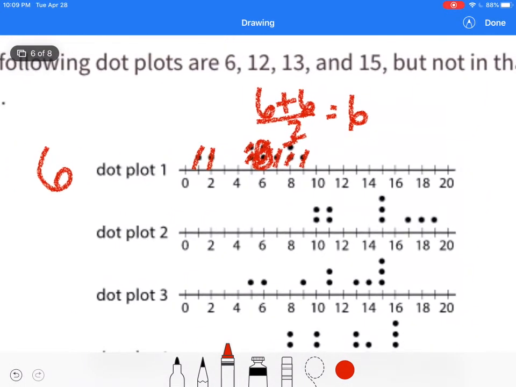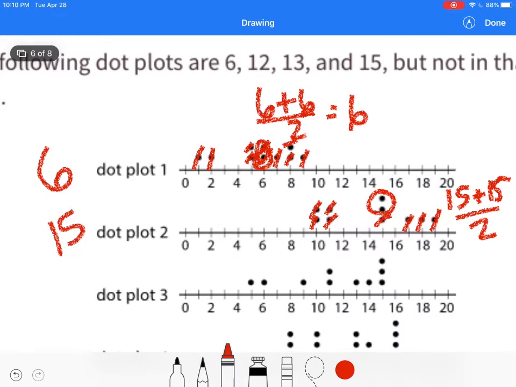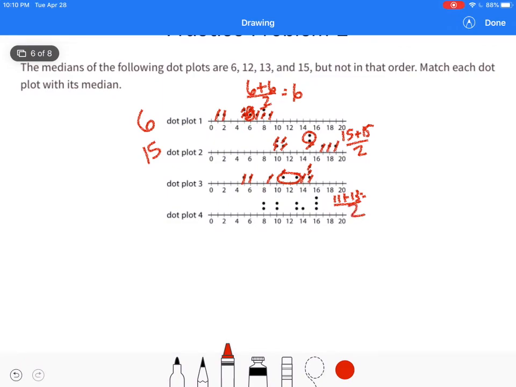The next one, two in the middle again. So that's 15 plus 15 divided by 2. That's going to give me 15 because 30 divided by 2 is 15. This time I have those 2 numbers in the middle. So that's 11 and 13. So that's going to give me 24. Divided by 2 is going to give me 12.